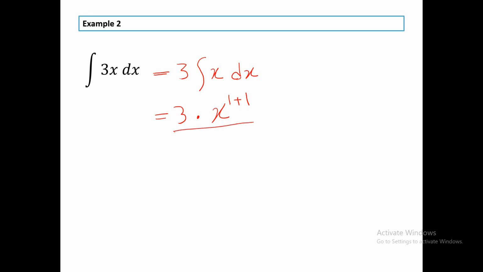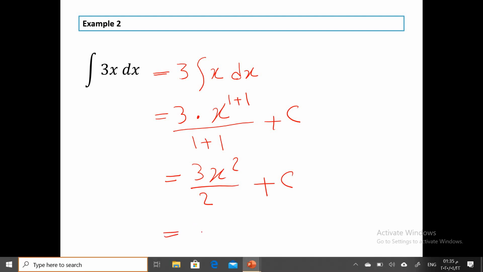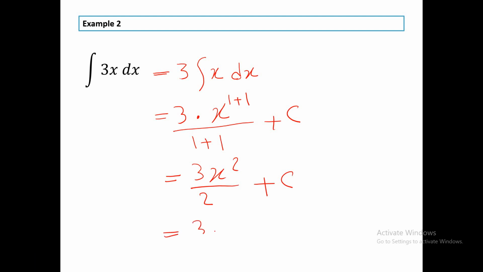Over the new power, which is 1 plus 1. It's going to be 3x power 2 over 2. Don't forget to add c. Don't forget to add the c. So 3 over 2 x squared plus c.